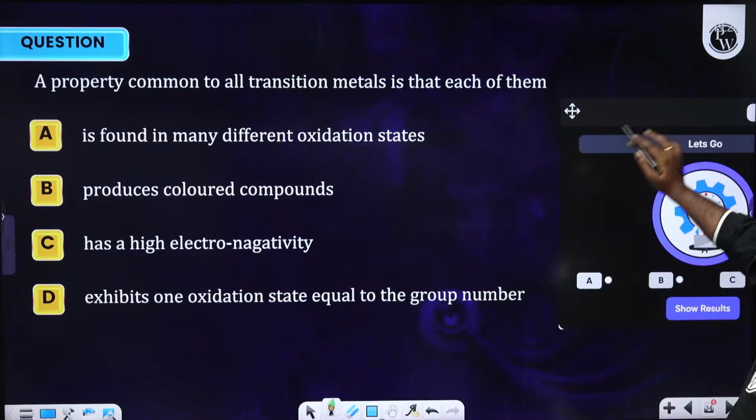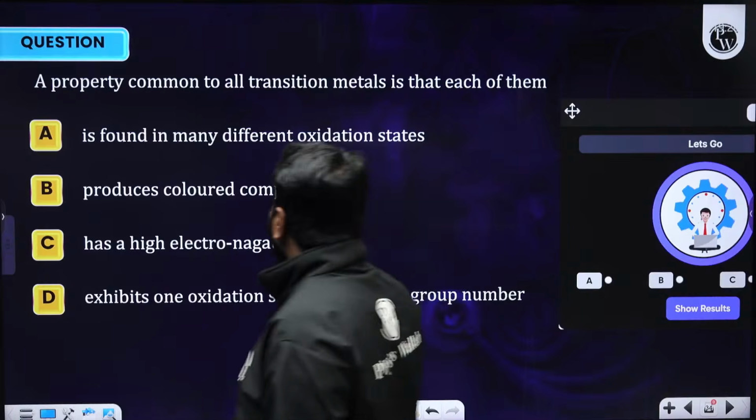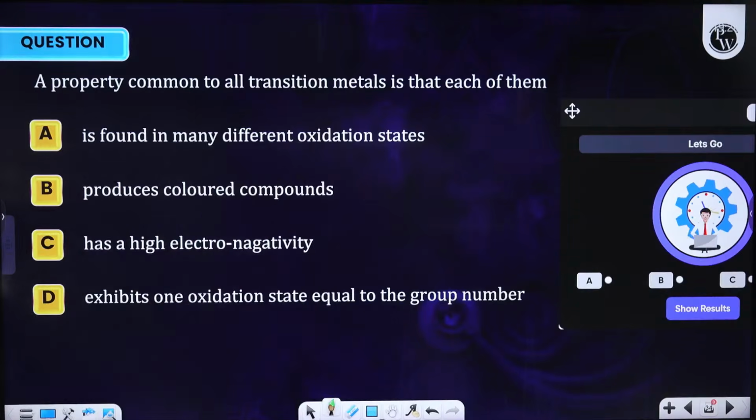Yes. Next question. A property common to all transition metals. Yes. Property common to all transition metals. Yes.